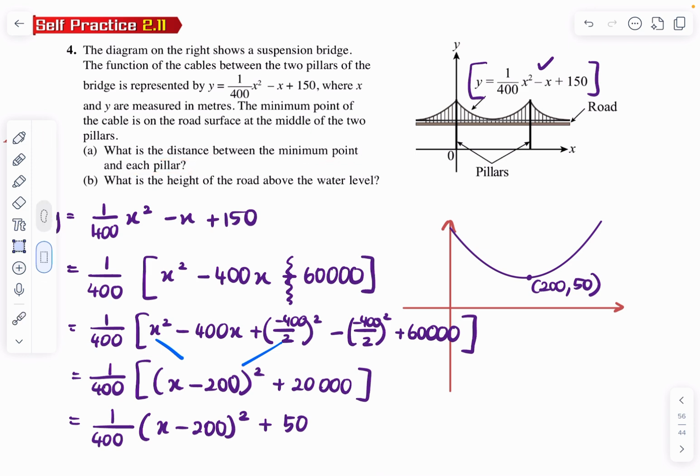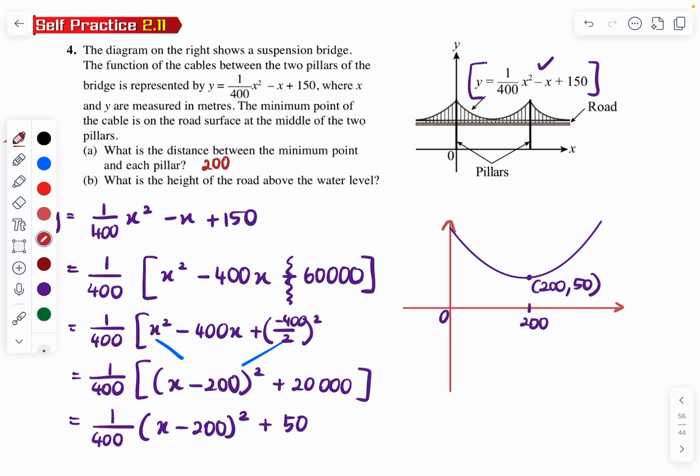Right. So they're asking what's the distance between the minimum point and each pillar. Okay. So the distance between the minimum point and the pillar would be this or this. So in this case, we know, wait, let me erase first. Okay, so we know this is 0, the x here is 200, therefore the distance will be 200. So answer for A would be 200 meters.